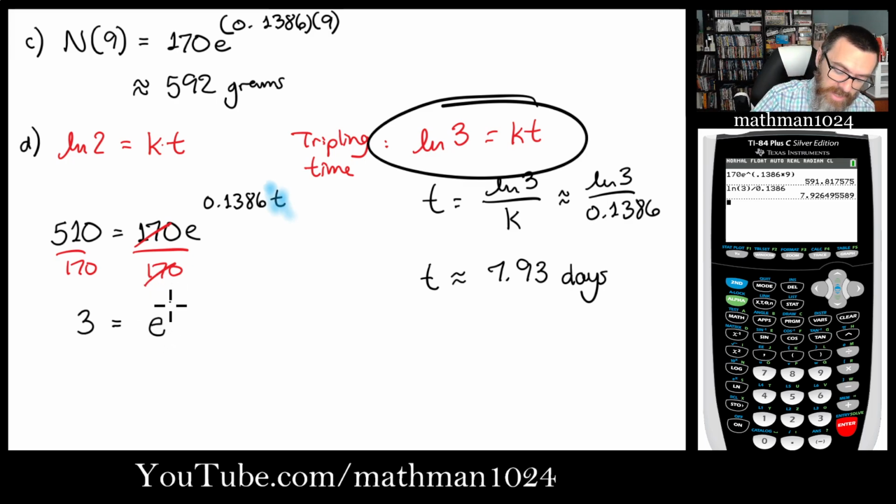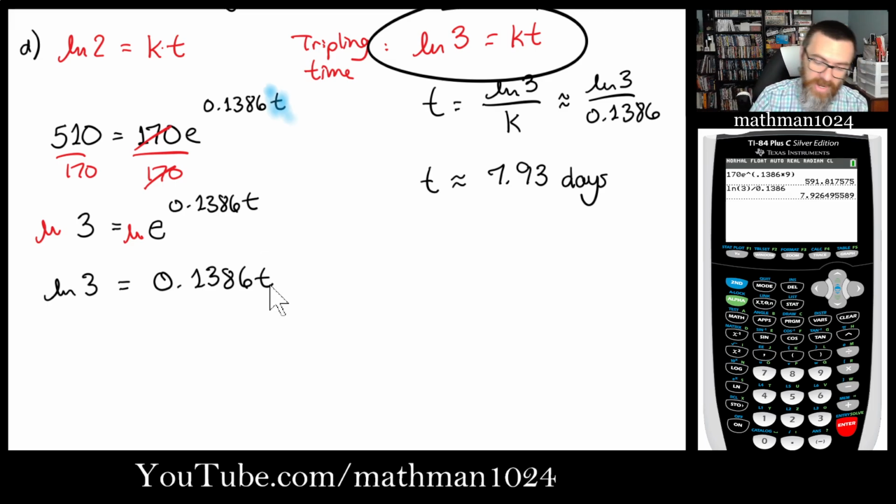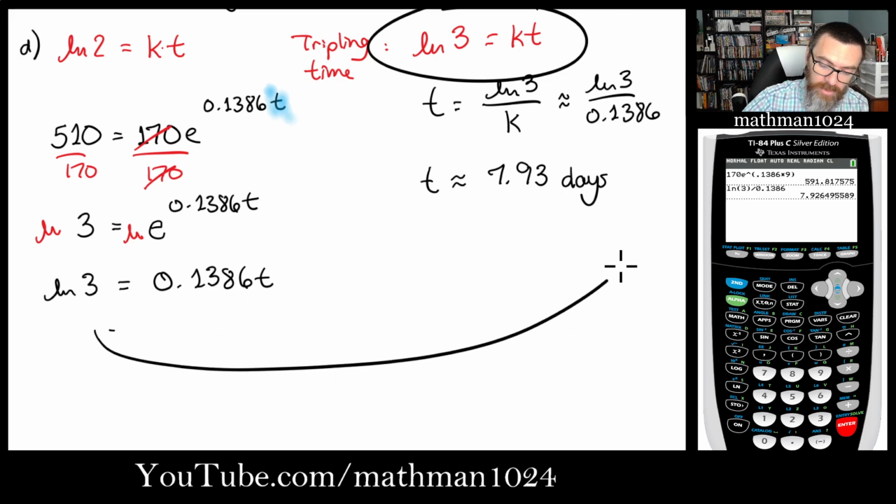jumping ahead, e to the 0.1386t. And when you take the natural log of both sides, you're going to see something that looks very, very familiar. So we'd have the natural log of 3 is equal to 0.1386t. And we would divide both sides by t, and you end up with something that looks just like that. Okay. So it's, again, let's use the shortcut, right? The long way is still going to work, but learn the shortcut and know how it operates, and you can make very quick work of these problems.